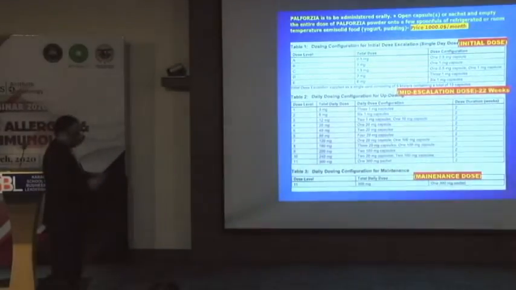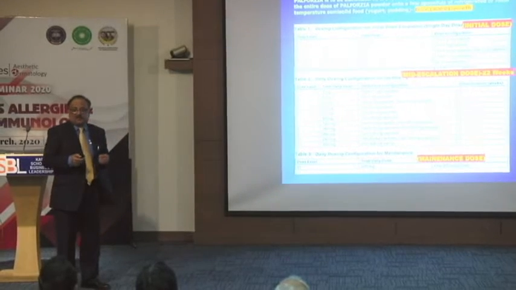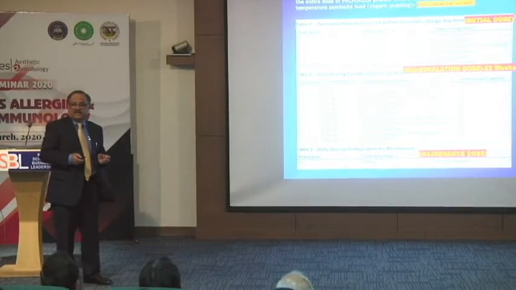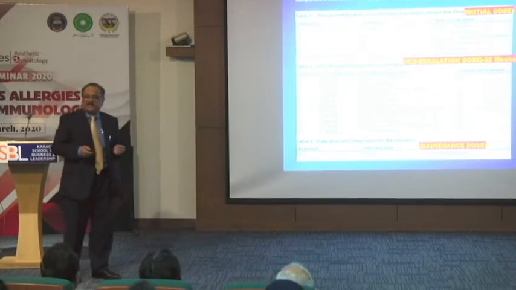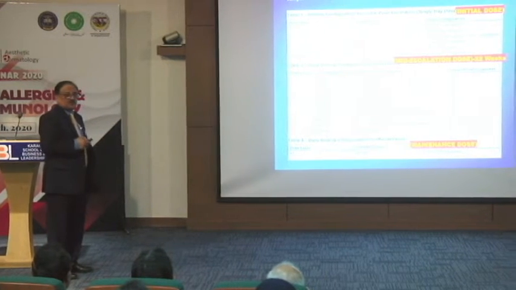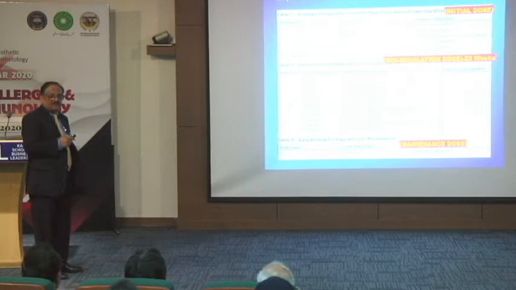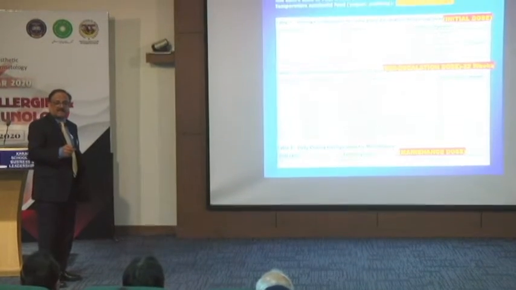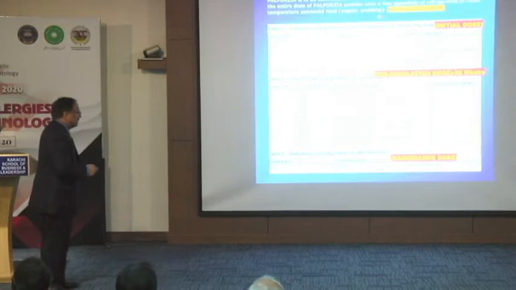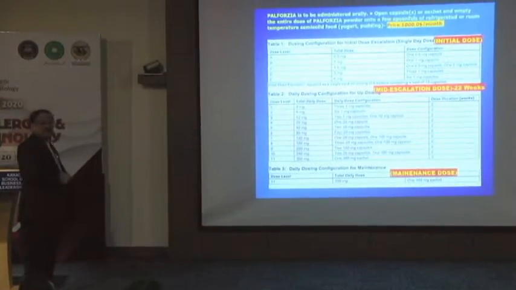How will you give it? You break the capsule and sprinkle it on 2 teaspoonfuls of yogurt or pudding, and the patient can take it. But the patient has to be in the clinic, not at home. No way is the patient allowed to start the treatment at home. So he has to be in your clinic for all these 5 doses.